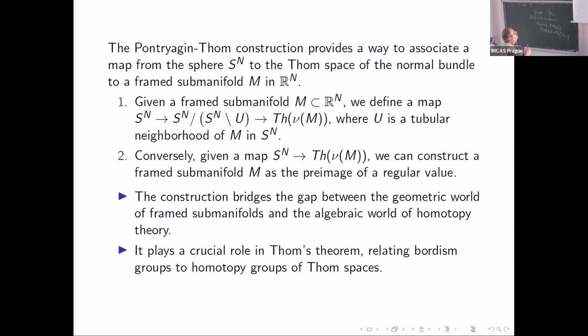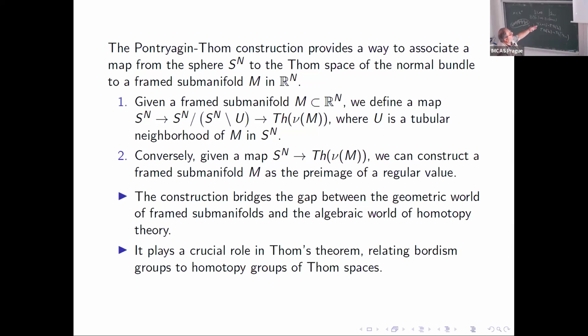Okay, M included in Rn, and now we can define this composition. Sn is just the one-point compactification of Rn, and we can take the quotient. We know that the neighborhood of this embedding, M included in Rn, is homeomorphic to the normal bundle. That's why we can collapse everything outside this normal bundle, which will be the Thom space of this normal bundle.